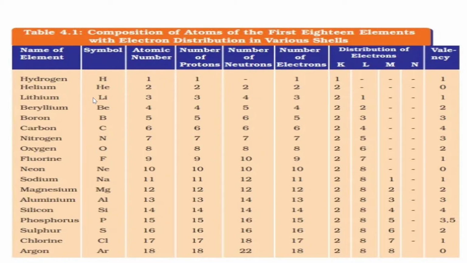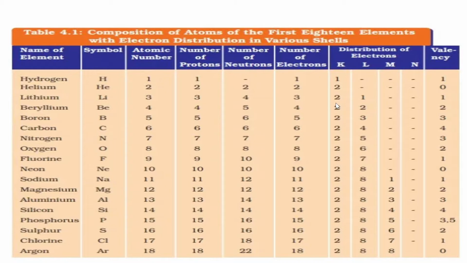Coming to lithium, the symbol of lithium is Li, the atomic number is 3, number of protons is 3, and number of electrons is 3, and the number of neutrons in lithium is 4. So 3 plus 4 will give you 7, which is the atomic mass number of lithium.